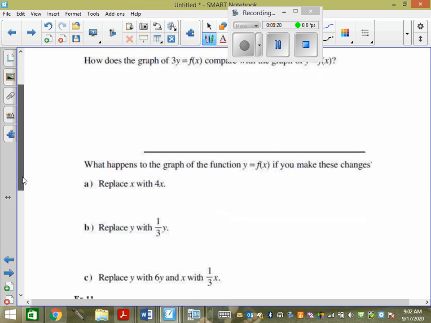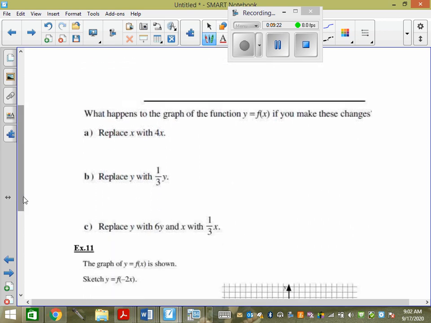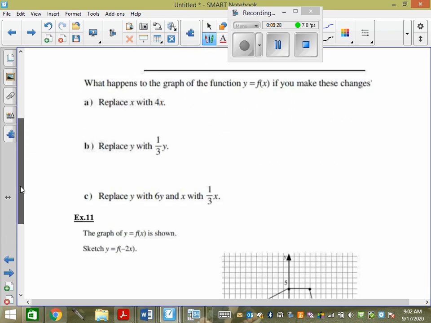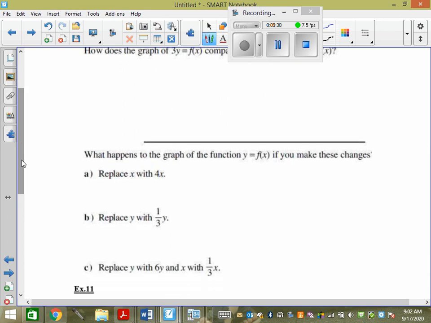Why don't you do example 10? This one that doesn't seem to have an example number. And then example 11, for this page.